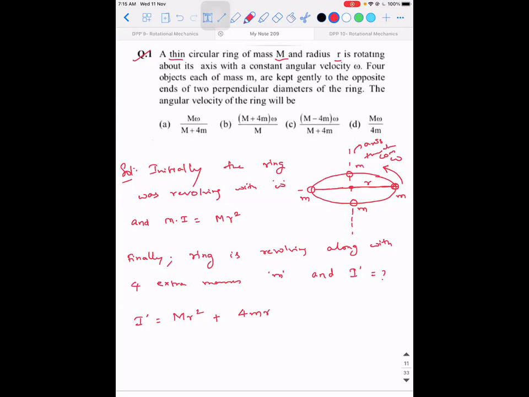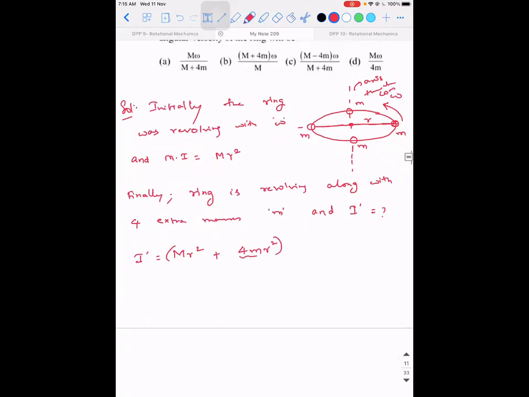The same, smaller. So 4m into r square. Why did I write 4m r square? Because each mass will have a moment of inertia of mr square, and we know it's a scalar quantity, so it will get added. Let's say the new velocity is omega dash. Wait, this is the moment of inertia. So let the new angular velocity be omega dash.